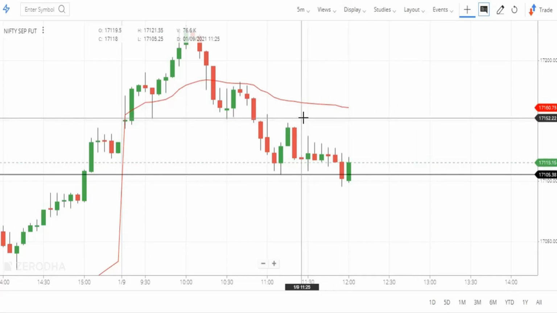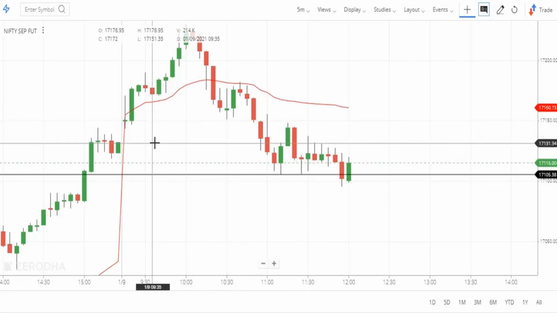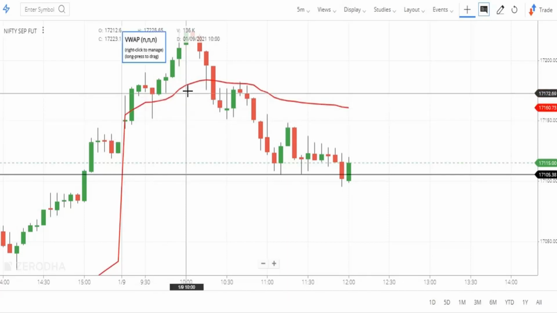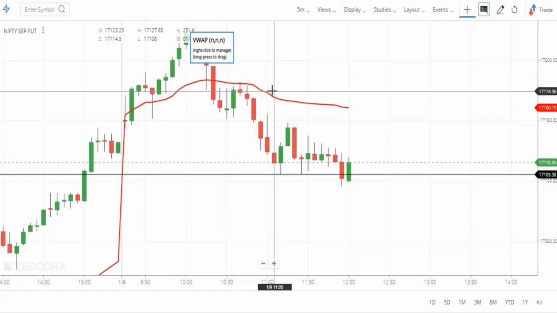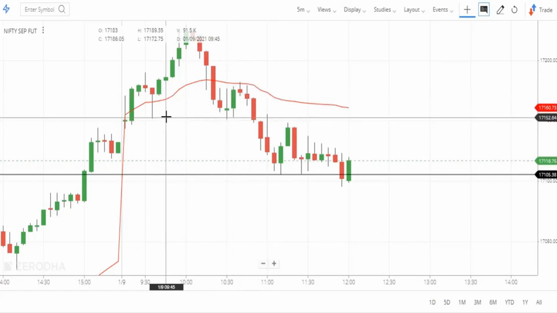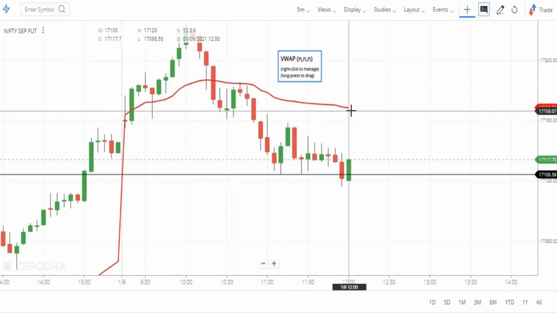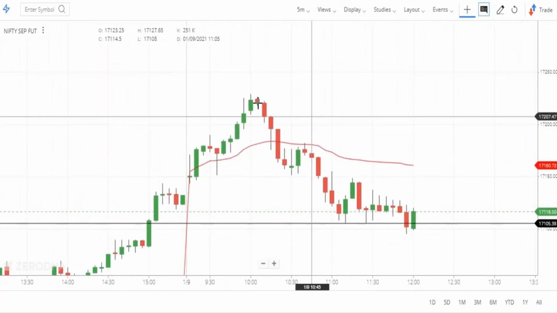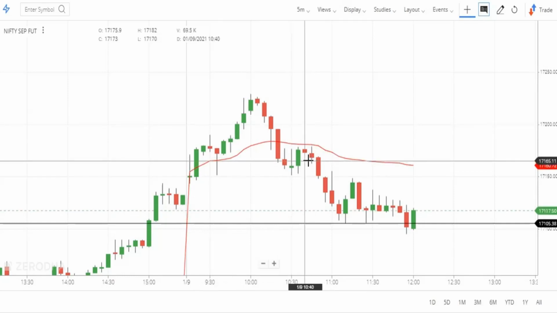You do not have to understand those terms. You just have to understand how they work. VWAP is basically a line that differentiates who is controlling the markets right now. This red line you are seeing on the screen is called VWAP. If the markets are above VWAP, the bulls are in control. If the markets are below VWAP, the bears are in control.